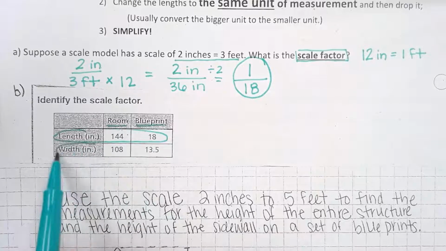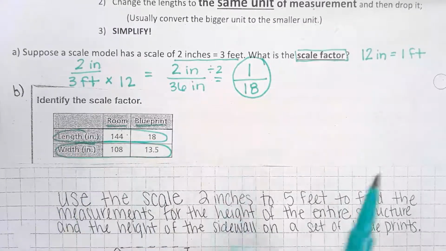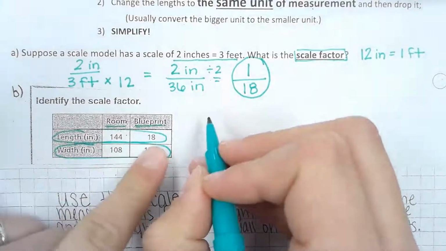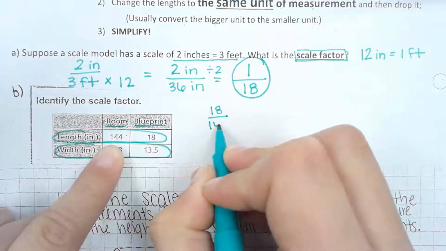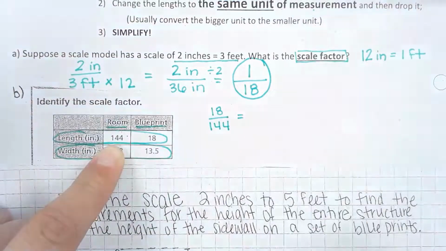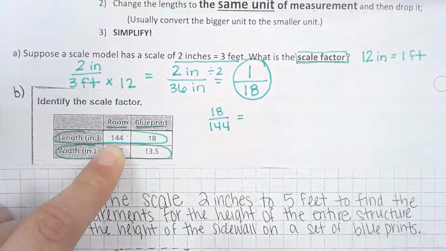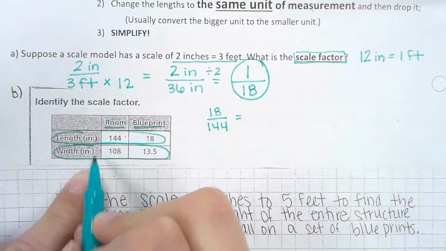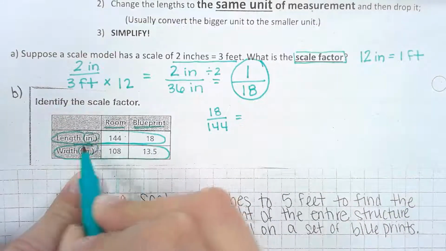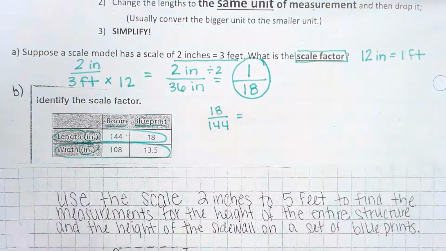So notice how we have the length, and notice how we have the width. So the length, again, it's always the scale, so 18 over the actual, 144. And to figure out the scale factor, notice how it is already in inches, so both labels are in inches, so we don't have to convert anything. We can just divide like normal.